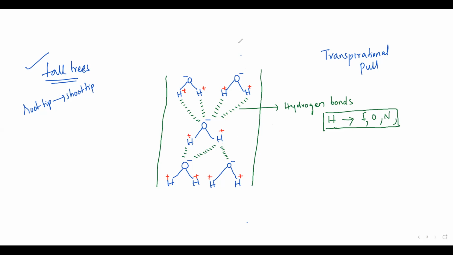So this makes your water molecules form a continuous film inside these transportation channels, the xylem vessels, across from the root tips to your shoot tips. They have these hydrogen bonds, attractive powers, which make them a continuous film of water molecules.